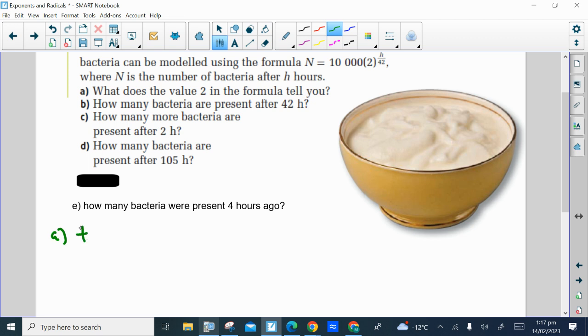So that's my answer for part A. The number of bacteria is doubling.